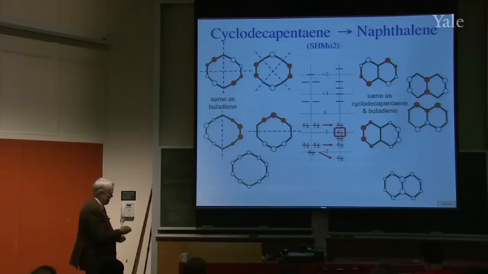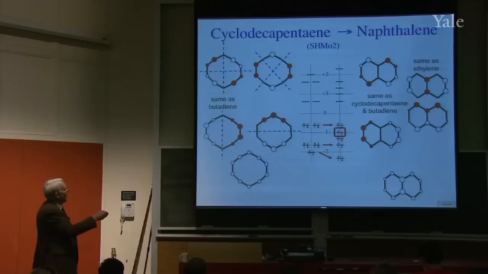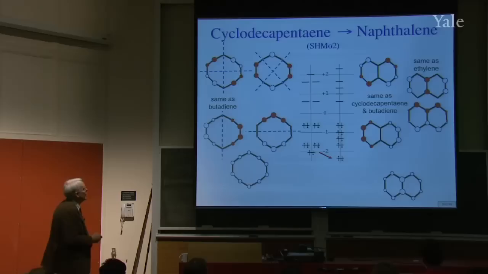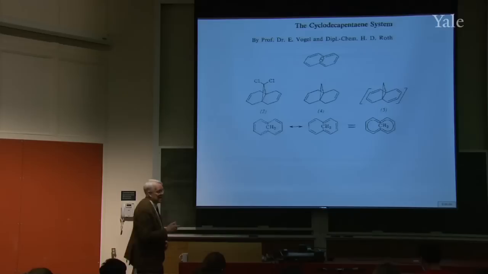And notice, not only that, but this one, which has nodes here and here, has just isolated pairs of overlapping p orbitals. So it's the same energy as ethylene would be, because it's the same interaction. Okay, now, can you make that compound, cyclodecapentaene? I'm going to quit with this one, okay?